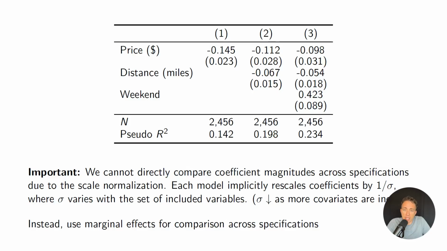And for these types of comparisons, if you want to make them, you need to be using marginal effects, not the actual coefficients. Once you do the marginal effect, it will take into account this unobservable sigma, and so you'll be able to compare apples to apples at that point.